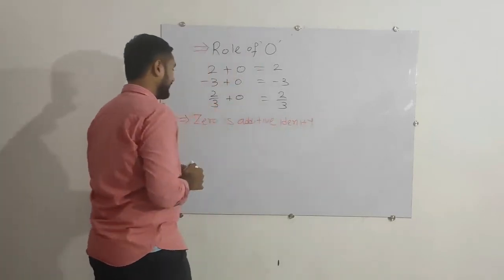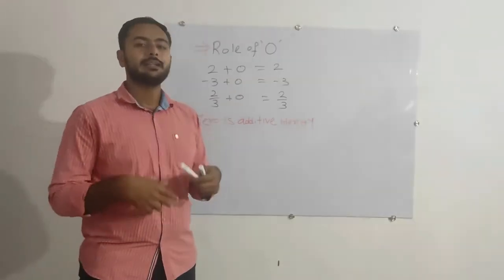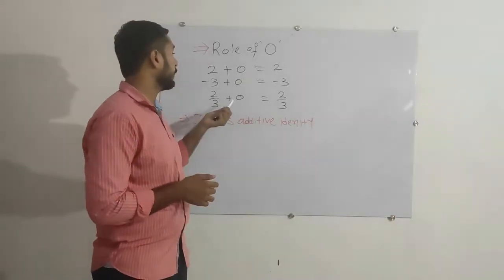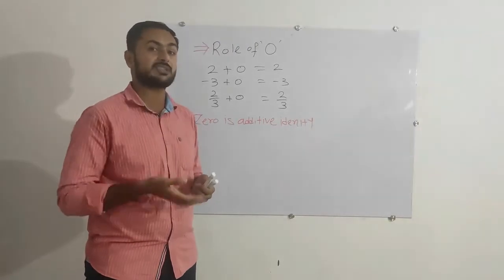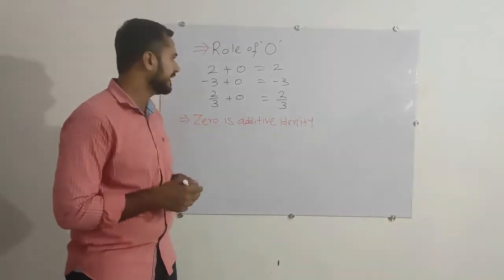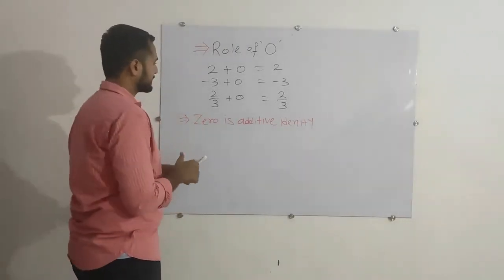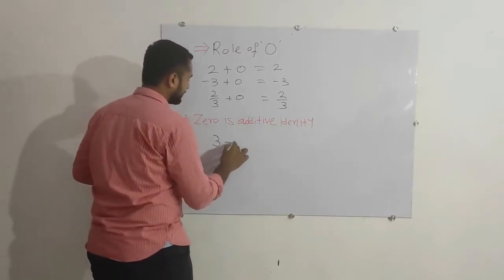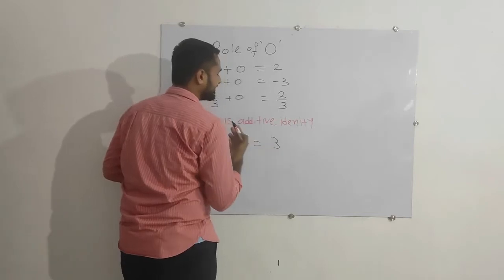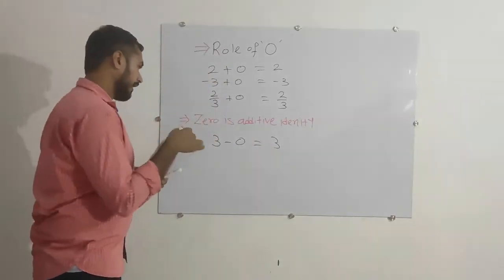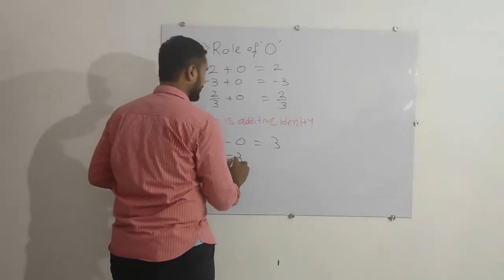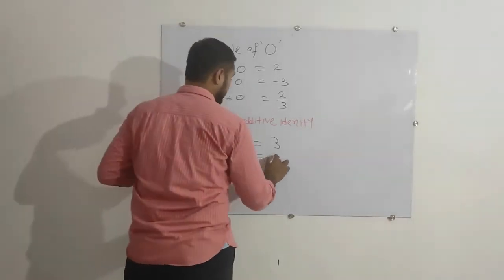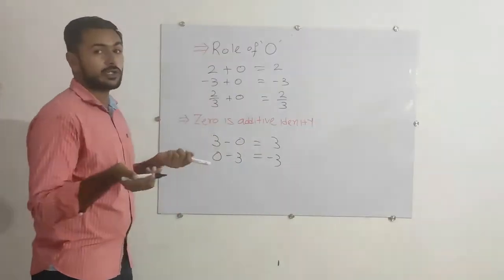Zero is the additive identity. Now let's check what will happen if I do any other operations with 0, like subtraction, multiplication, and division. Let's start with subtraction. If I subtract 3 minus 0, no change there. But if I do 0 minus 3, it will be minus 3. In addition, it will not happen like that.